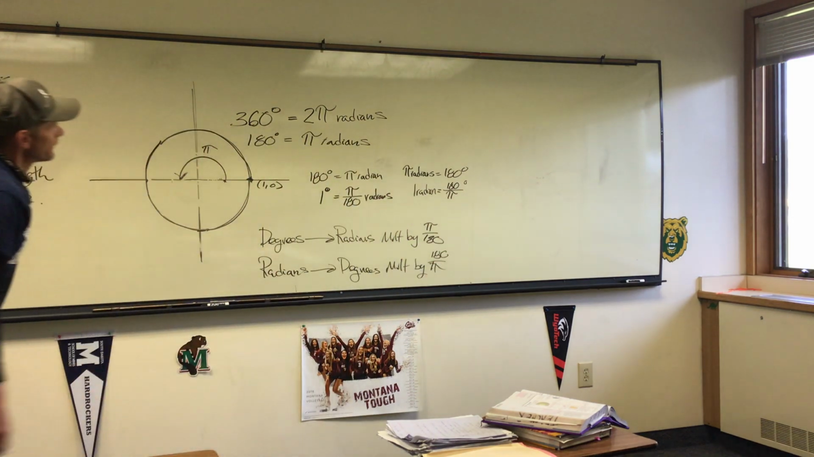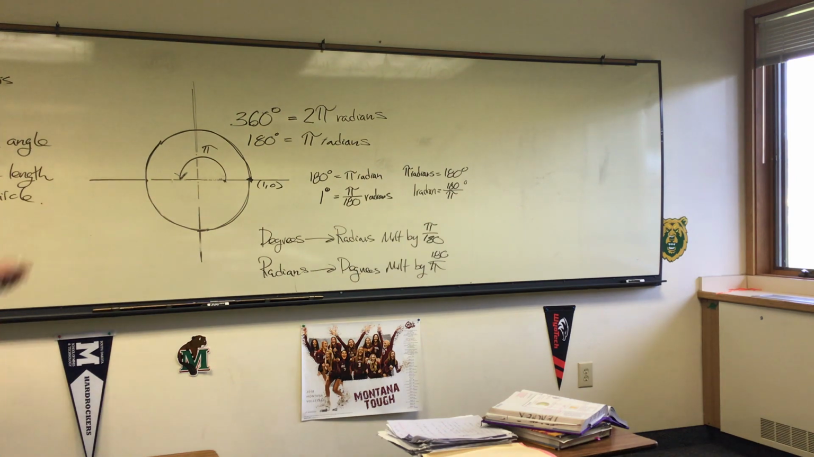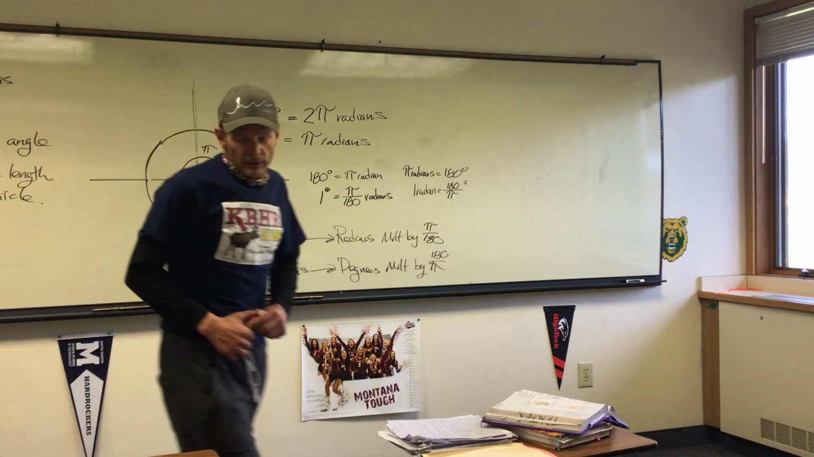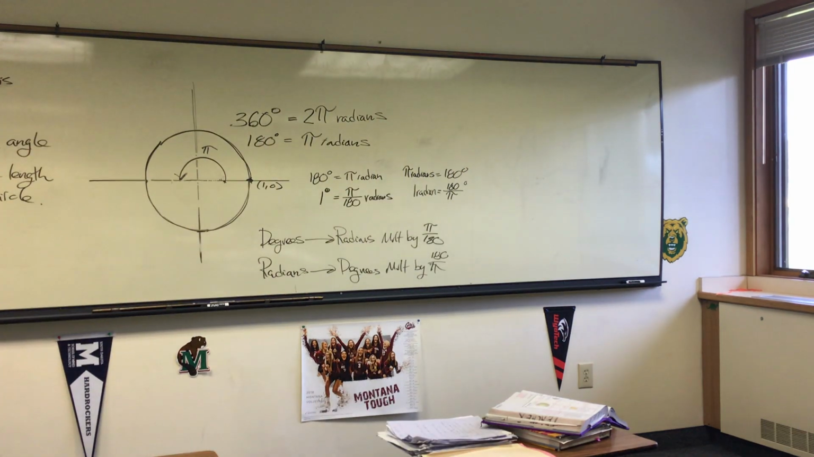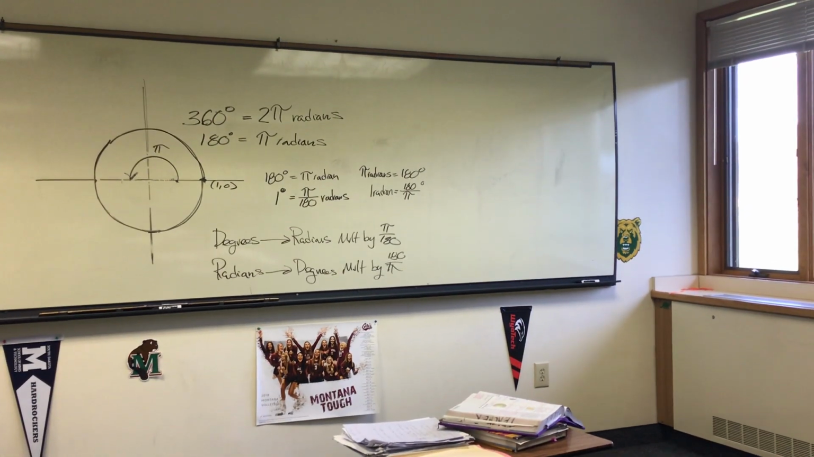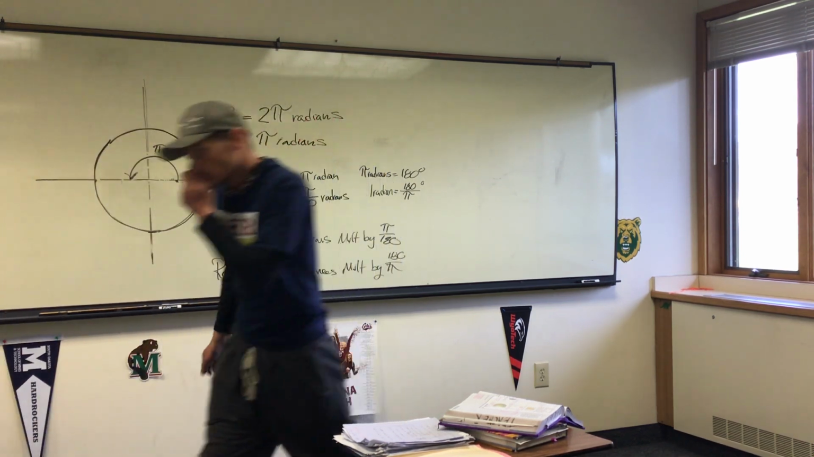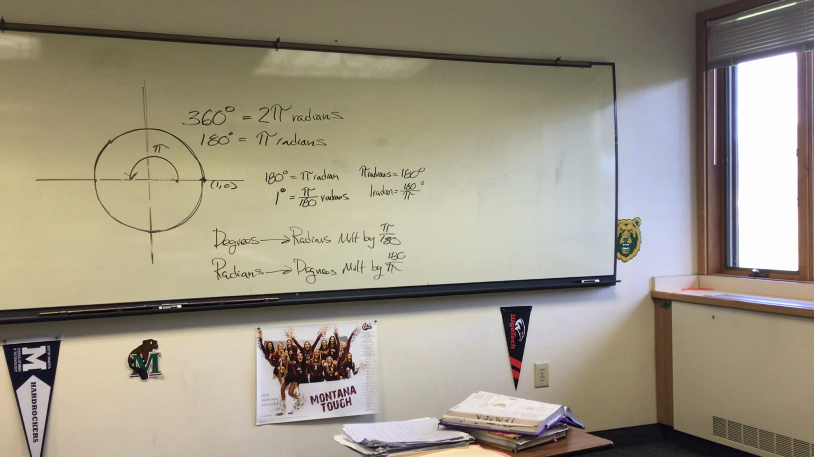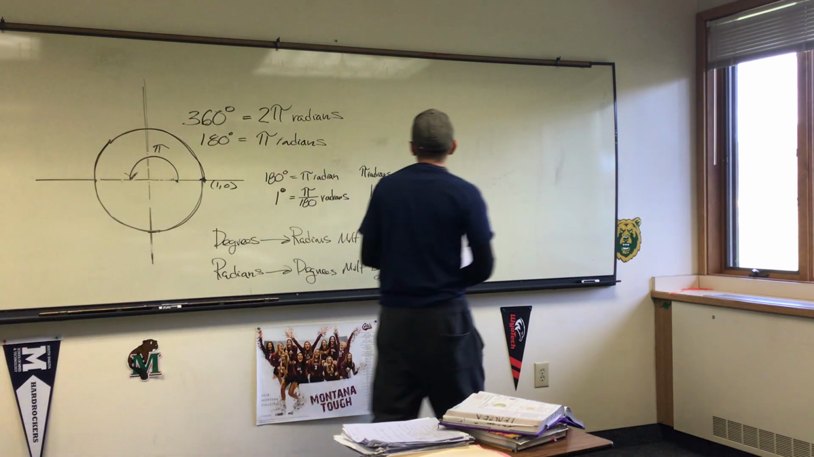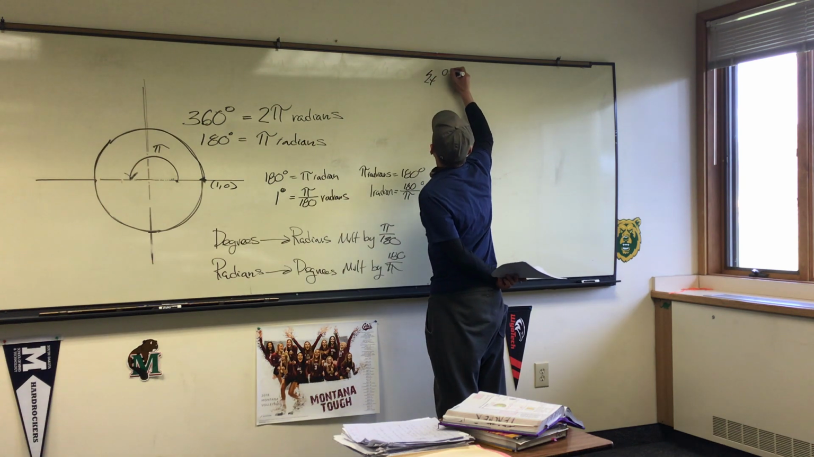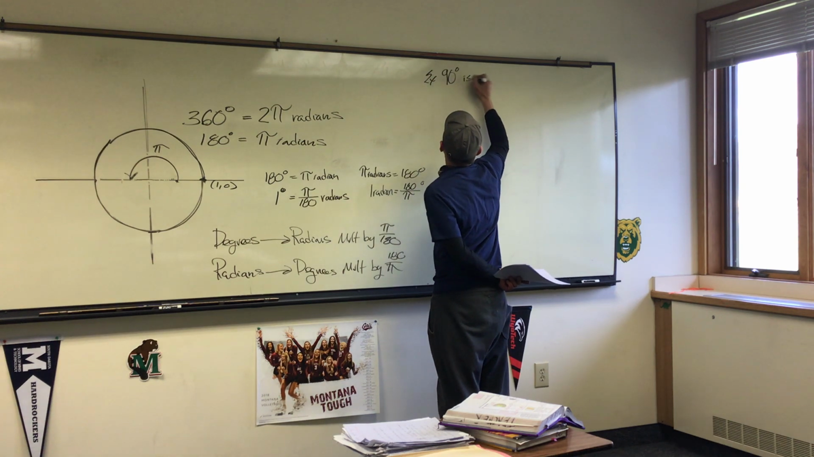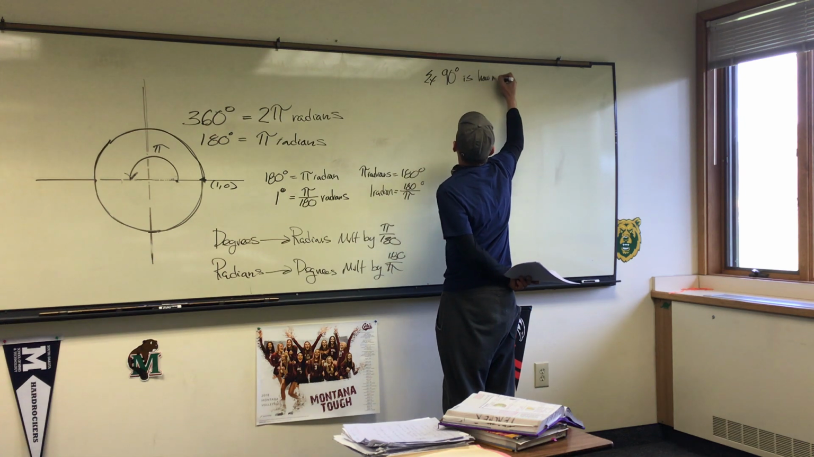Okay? And so that's how we convert. That's no different than converting kilometers to miles or miles to kilometers or something like that. So I will do a few examples of this. First off, 90 degrees is how many radians?